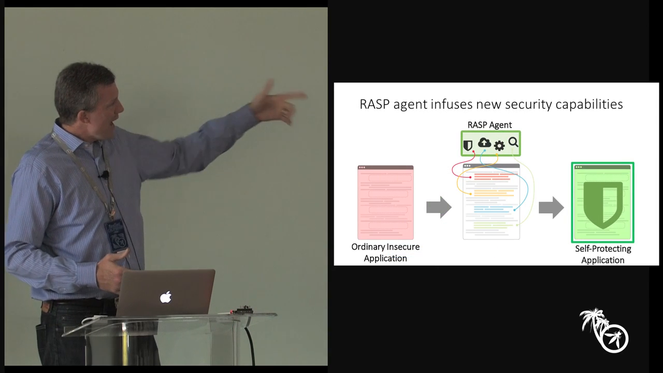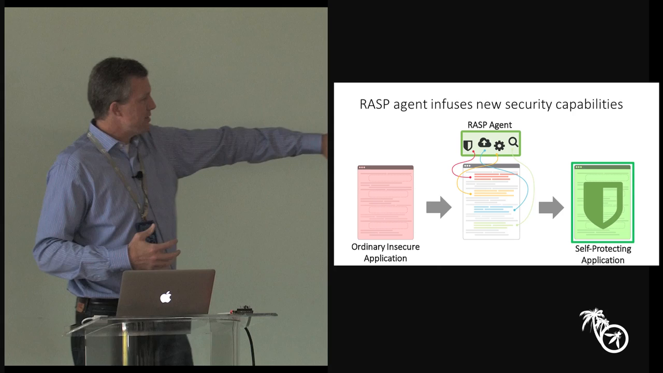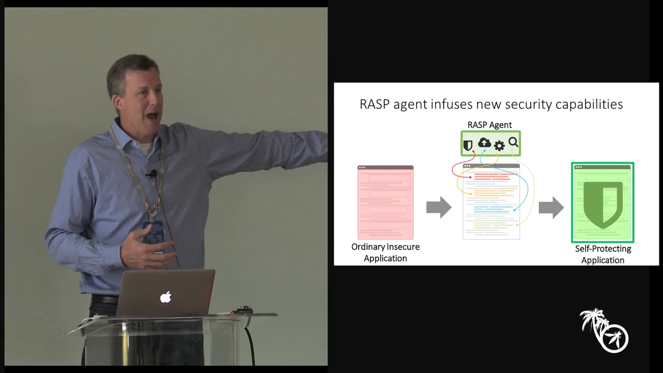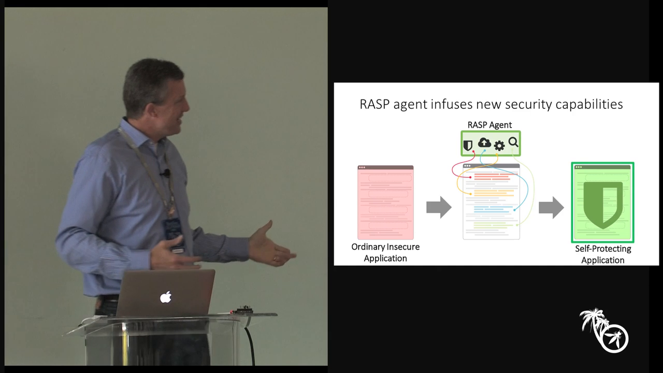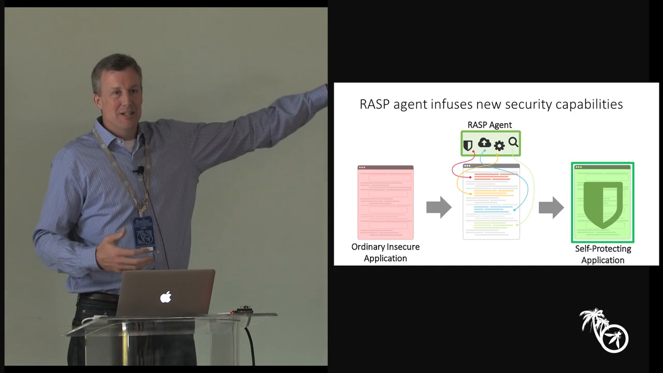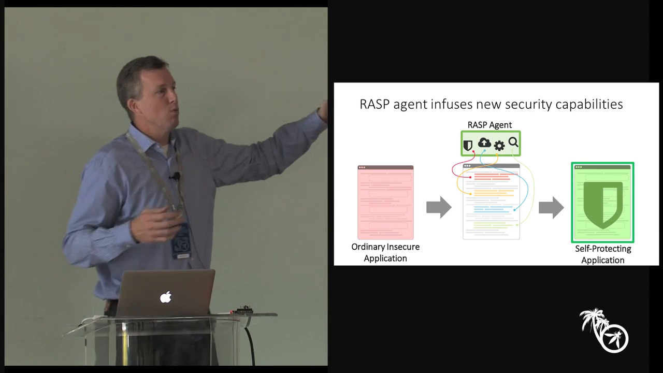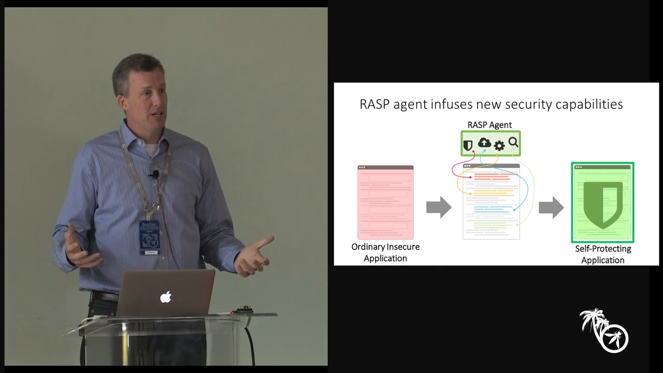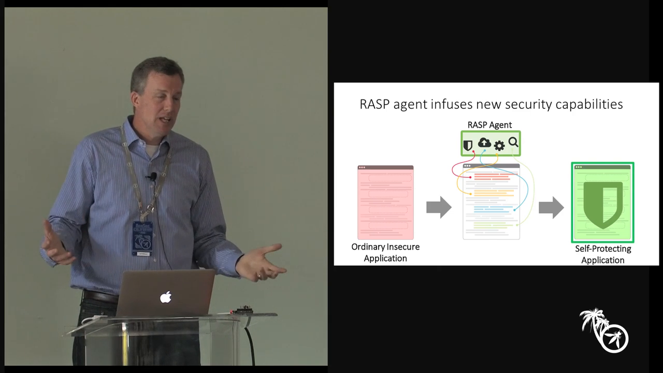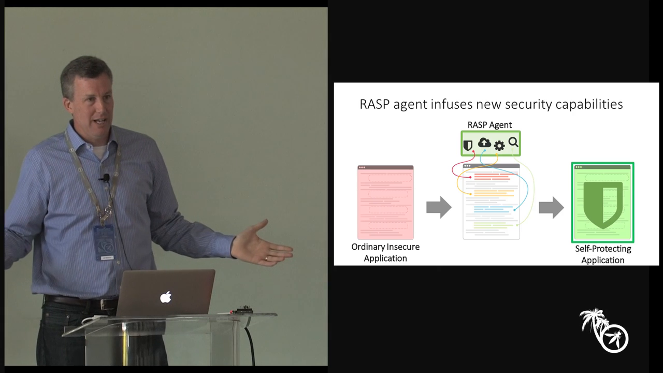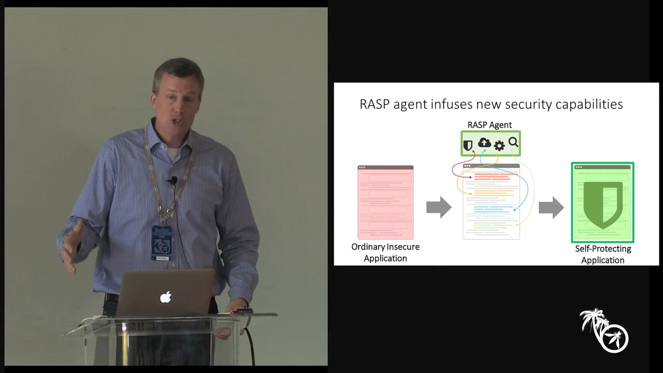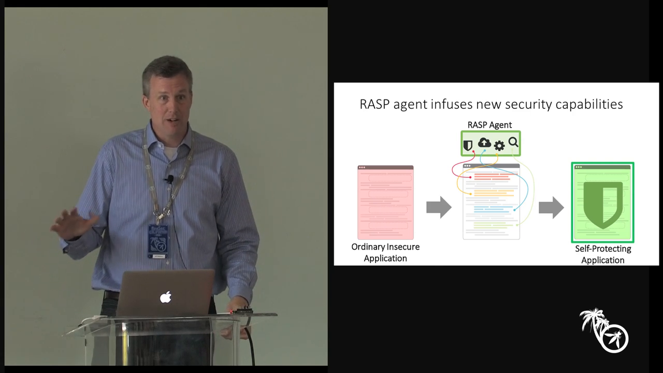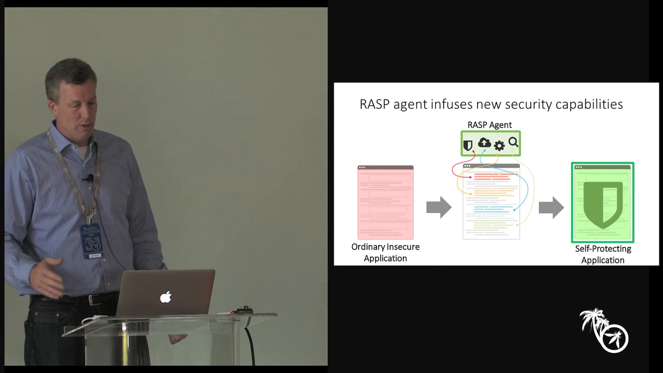Well, the way I think of it is RASP starts with this sort of ordinary, insecure application, the naive application that most of us write. And at runtime, as the application loads, RASP weaves new security capabilities into your application. And really, there's not any limit to what it can weave in. I'm going to talk about some of the things that RASP does today, but the future for this is really very bright. I'm very excited about what we can do with this.